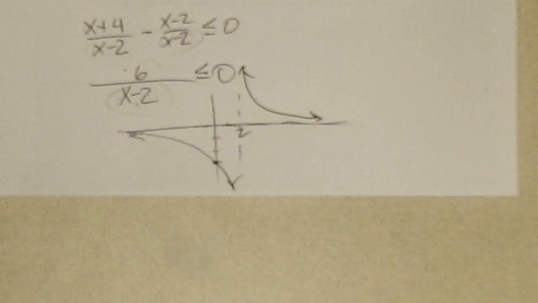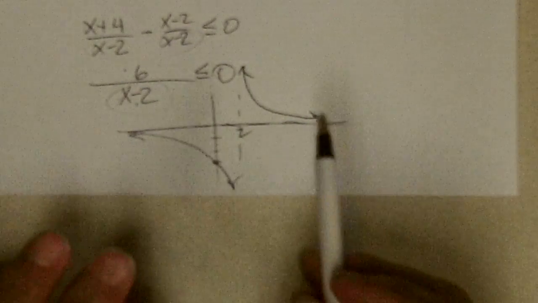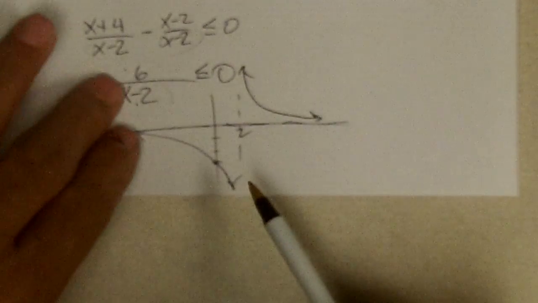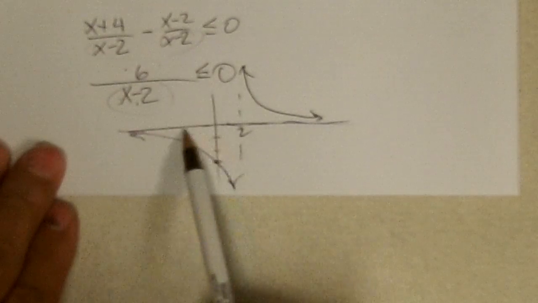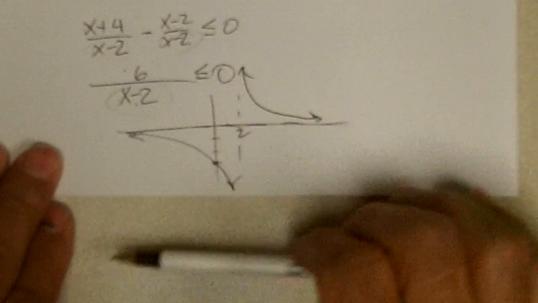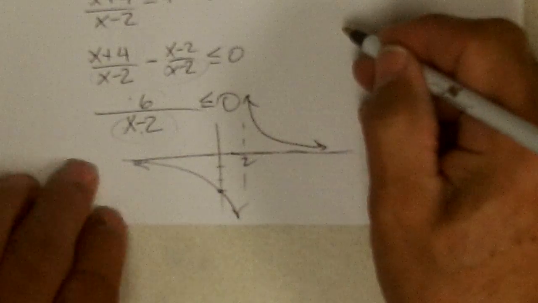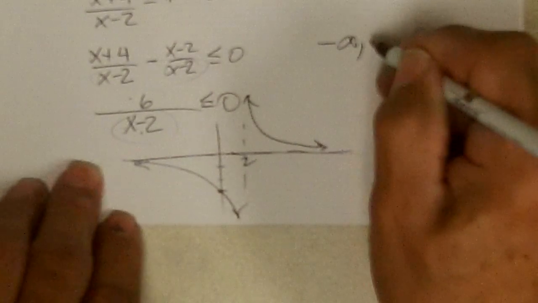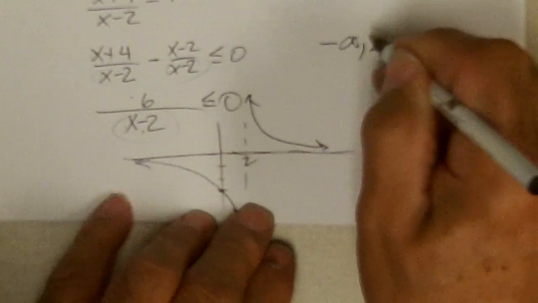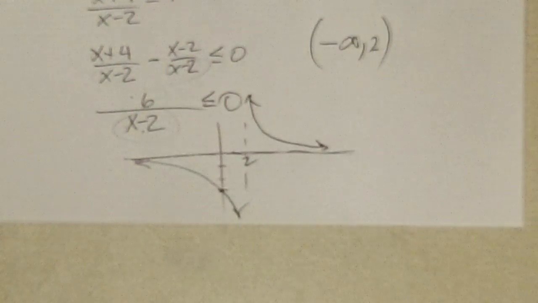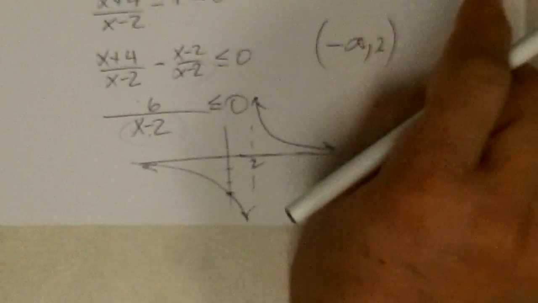And so we've got something that looks like this, and we're supposed to find out when the y values are less than 0. All of these are less than 0. Those are not. And so we would say from negative infinity to 2. That's 39, and now 44.